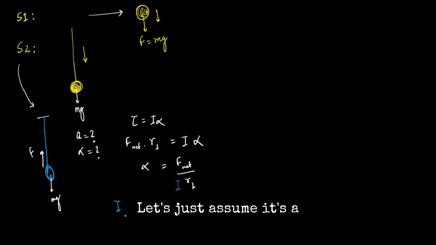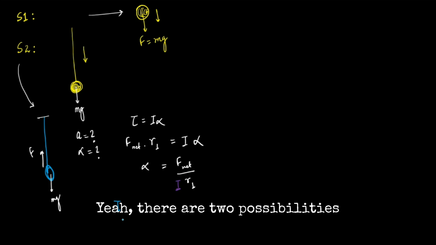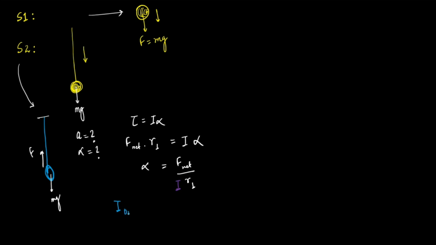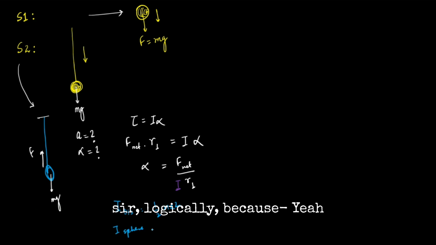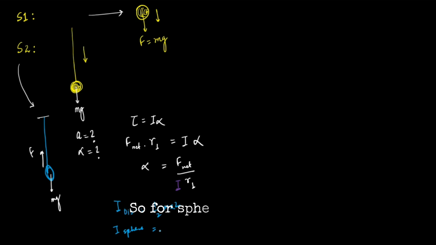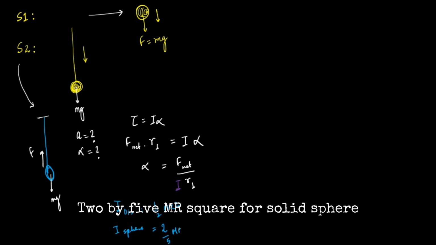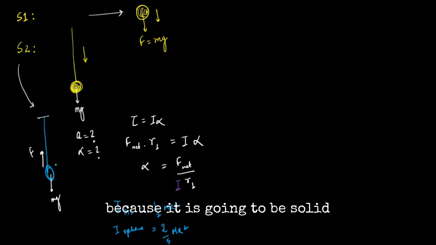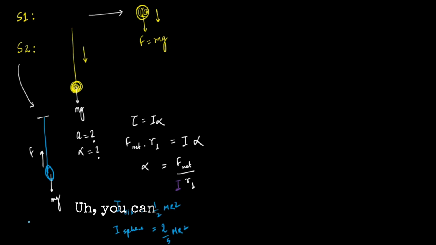I forgot. Let's just assume it's like a sphere. There are two possibilities. If we take it as a disk, then it is going to be half m r squared. If we take it logically, it would be a sphere, since they said ball. So for a sphere, what is it? 2 over 5 m r squared for a solid sphere, because it is going to be solid. You cannot take it as a hollow sphere. So if we substitute it here, we'll have a different answer.